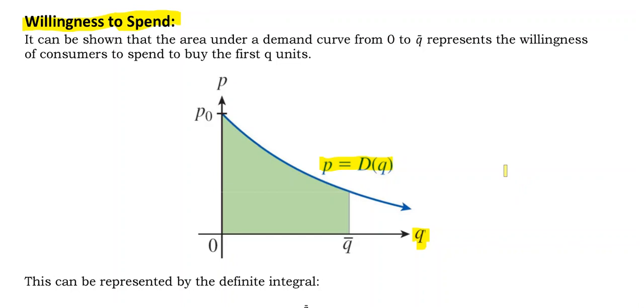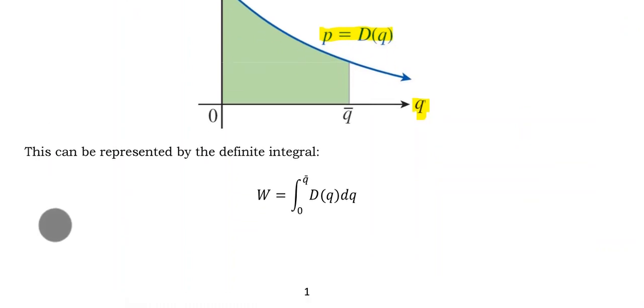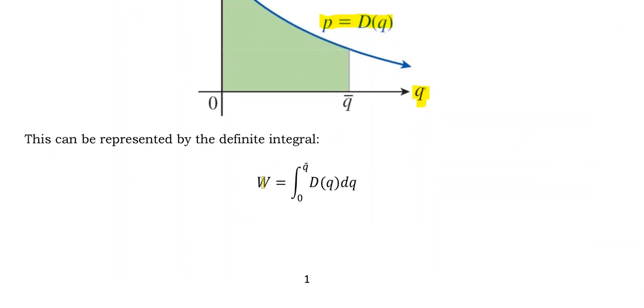It is simply the integral of the demand curve. And so that's what we have here. So the willingness to spend, W, is simply the integral from 0 to Q. Our upper bound will be the quantity that we're talking about, the quantity demanded of the demand function. So the integral from 0 to Q of the demand function integrated with respect to Q. So it's a simple integral.